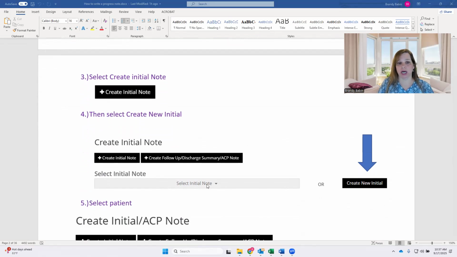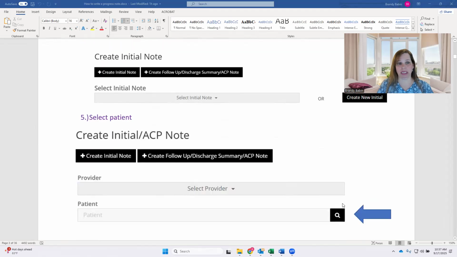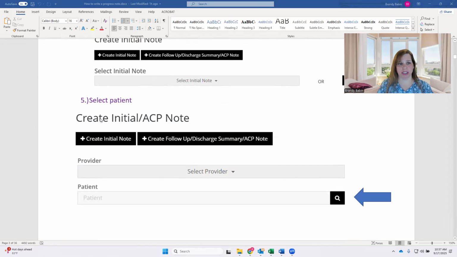When you click on it, it will give you this screen, and it will show you select initial note or create a new. We're always going to create a new for the first time we see the patient. When the patient comes back from the hospital, when you're doing your routines, there'll always be a follow-up, but one initial and then never another initial will be needed. Then you're going to come to select patient.